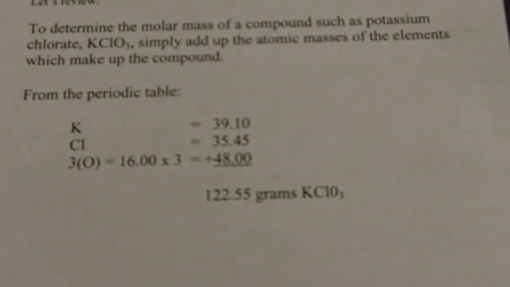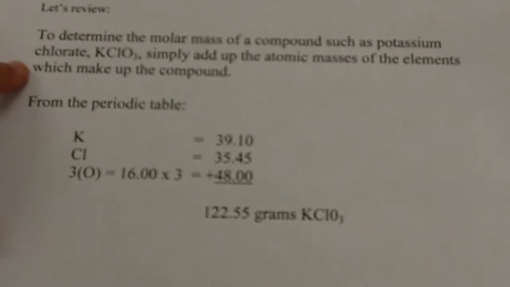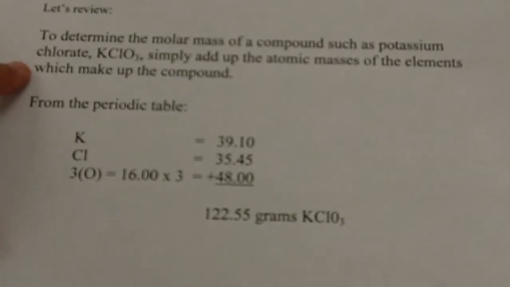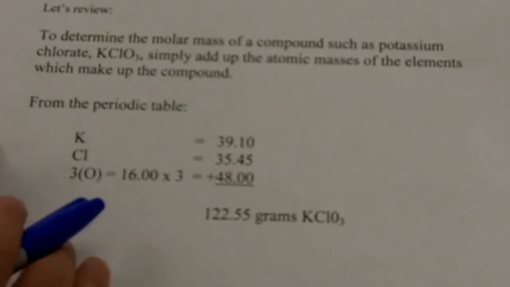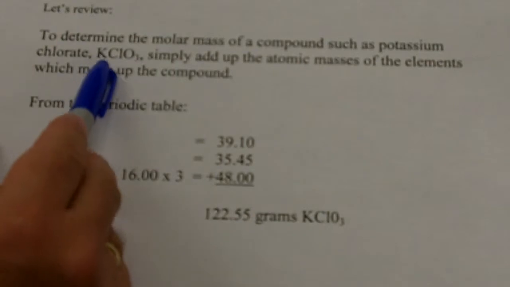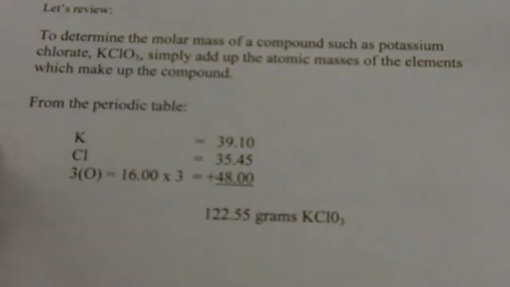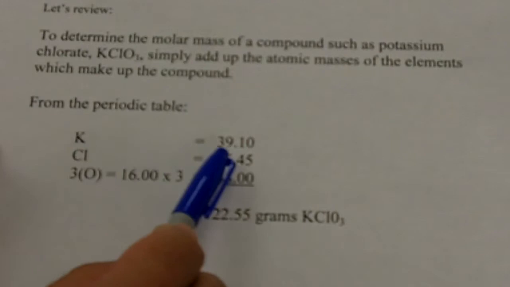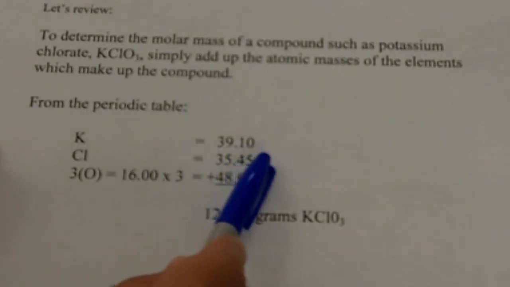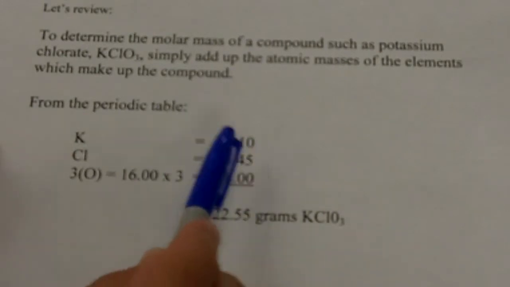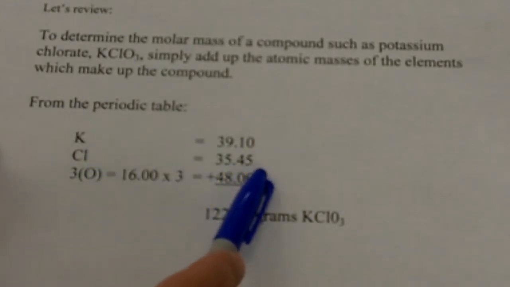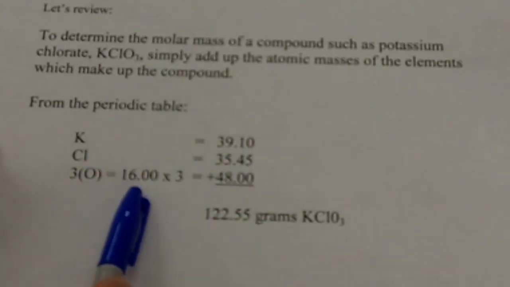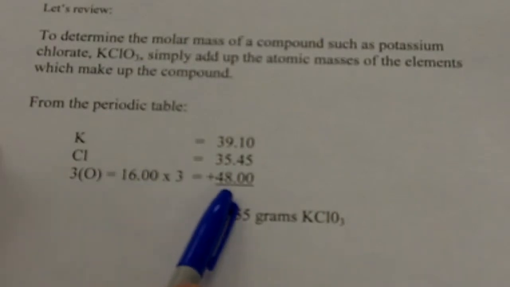It says to determine the molar mass of a compound, such as potassium chlorate, KClO3, simply add up the atomic masses of the elements which make up the compound. We now know that KClO3 is composed of potassium, chlorine, and 3 oxygen atoms. So from the periodic table, we'll simply look up those atomic masses. For potassium, 1 mole weighs 39.10 grams. We'll go to the nearest hundredth of a gram. Chlorine is 35.45, and we have 3 oxygens, which are each 16.00 for a total of 48.